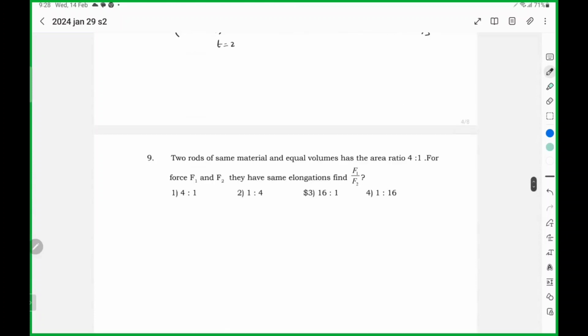Here, this time he has given two questions from elasticity. This is the second question. Two rods of the same material, as I told you in the earlier problem also, Y is the same. What else is given? Volume is also the same, and areas are in the ratio 4:1.